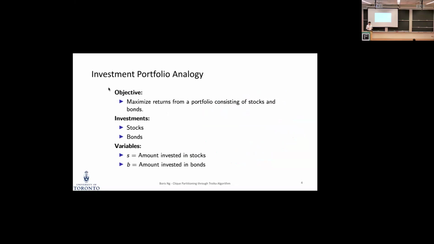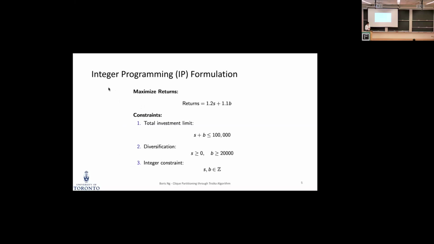Before I introduce the mathematical formulation for the problem, I'll quickly go over the concept of integer programming, also referred to as IP, using a simple financial problem. Suppose we have an objective to maximize the returns for a portfolio with only stocks and bonds. There are 2 decisions we need to make: how much we want to invest in stocks, defined as S, and how much to invest in bonds, defined as B.